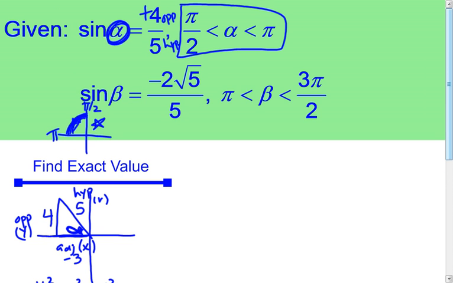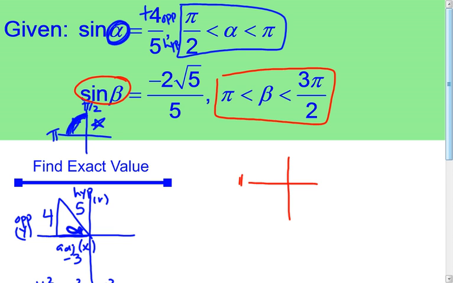Now I'm going to go to beta. So I'm looking here at sine of beta, and I need to think about where beta is. I'm telling you that beta is somewhere between pi and 3 pi over 2. Well, here's where pi is, and here's where 3 pi over 2 is. So I know that my triangle is going to be down here somewhere. So this is angle beta. And I'm not really drawing these to scale, just so you know.